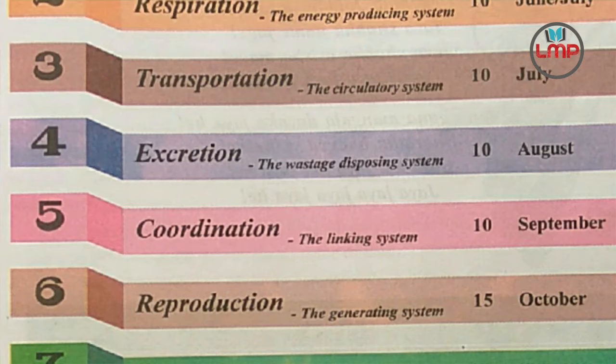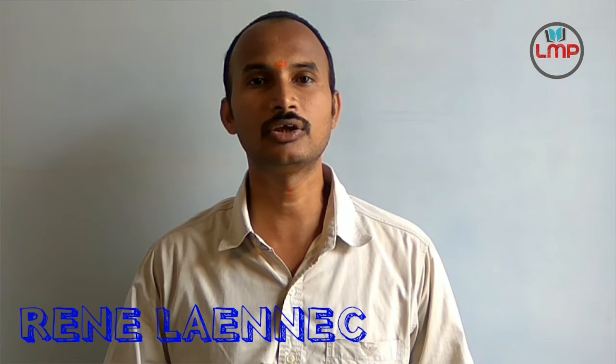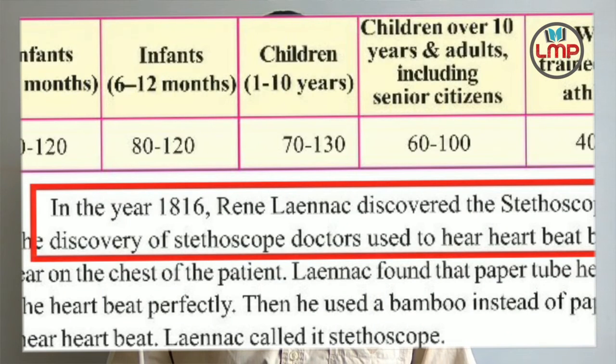Next lesson, circulation, the transport system. In this chapter, we have four scientists' names and their contribution. First one is René Laennec. In 1816 René Laennec used a paper tube to hear the heartbeat sounds, and then he used a bamboo stick instead of a paper tube, and he named that instrument a stethoscope.